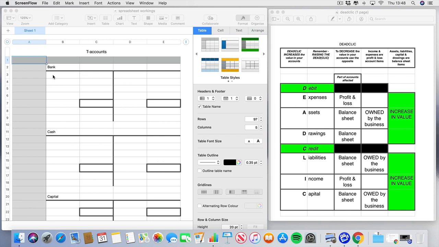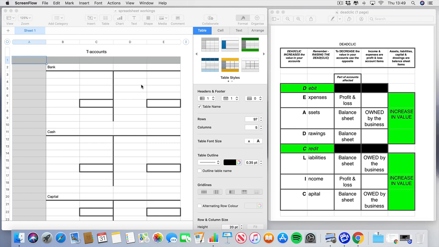So here's my T account. You may have heard of T accounts before, so called because they look like a T. So we've got a line at the top, and just above that line I've got the name of each account, and I'm going to tell you what sort of account it is as I move through as well. And we've got the debit side and the credit side. So each account's got two sides, each account's got a debit, each account's got a credit.